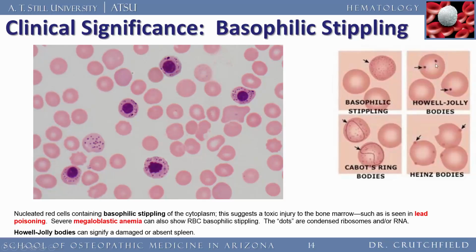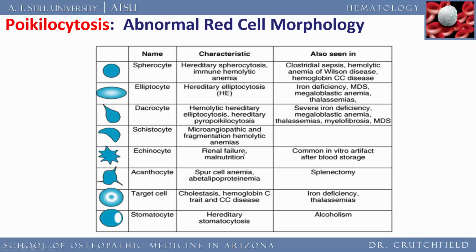Howell Jolly bodies. So up here, Howell Jolly bodies. These guys right here signify a damaged or absent spleen. The spleen normally removes diseased or old red blood cells. These are red cells that are diseased, and the spleen hasn't removed them. But the difference here between the stippling, where you have multiple little condensates of the RNA or the ribosomes, to just a couple, is what will help you determine whether you're looking at basophilic stippling or an absent spleen. Someone who might have lead poisoning or someone who's lost their spleen.